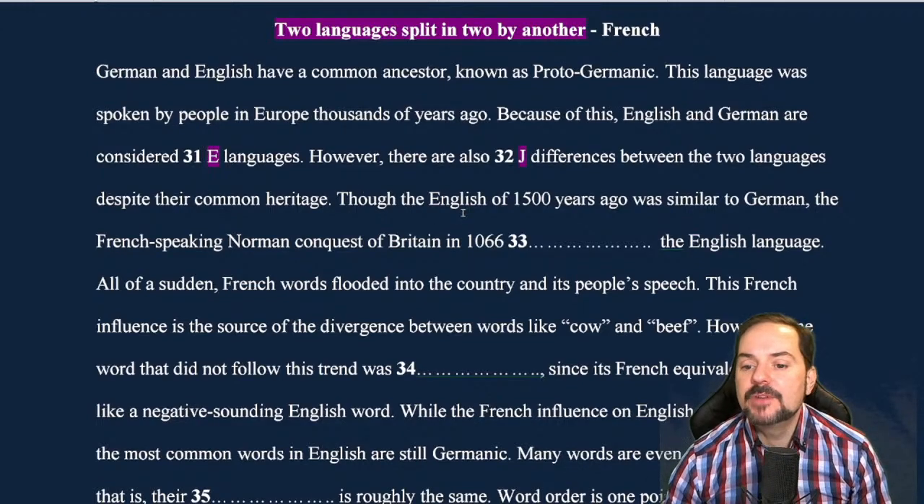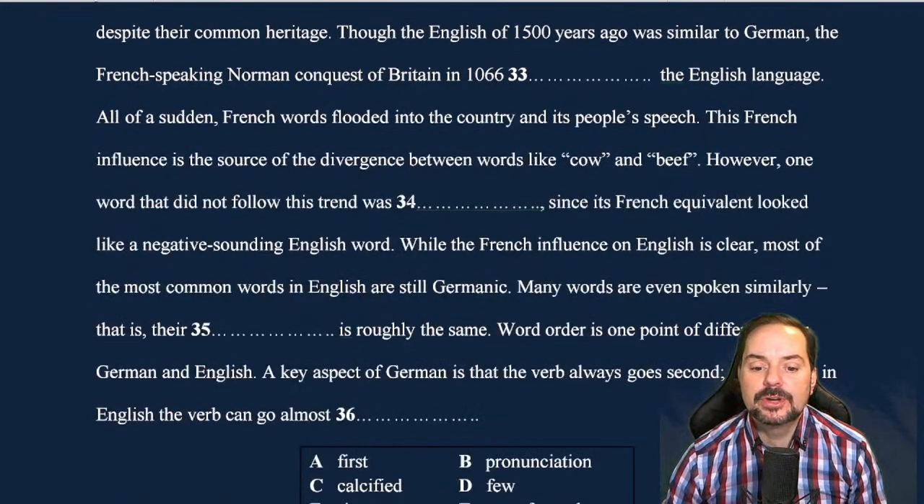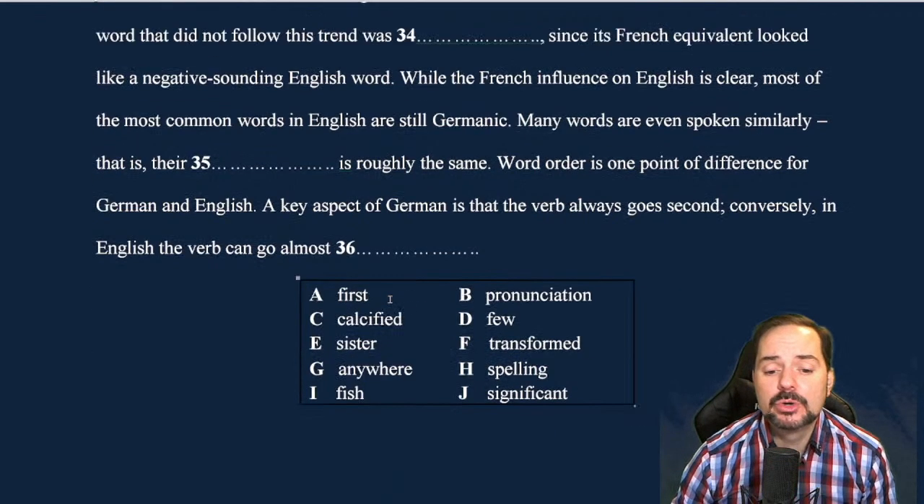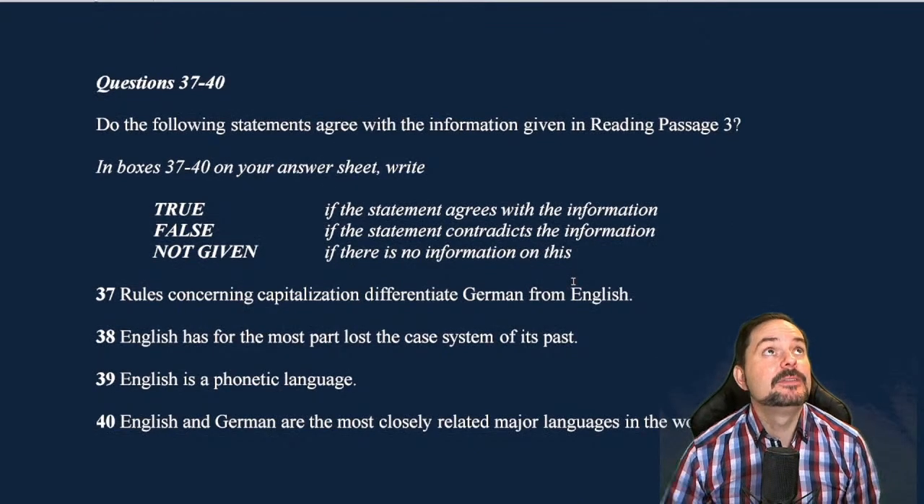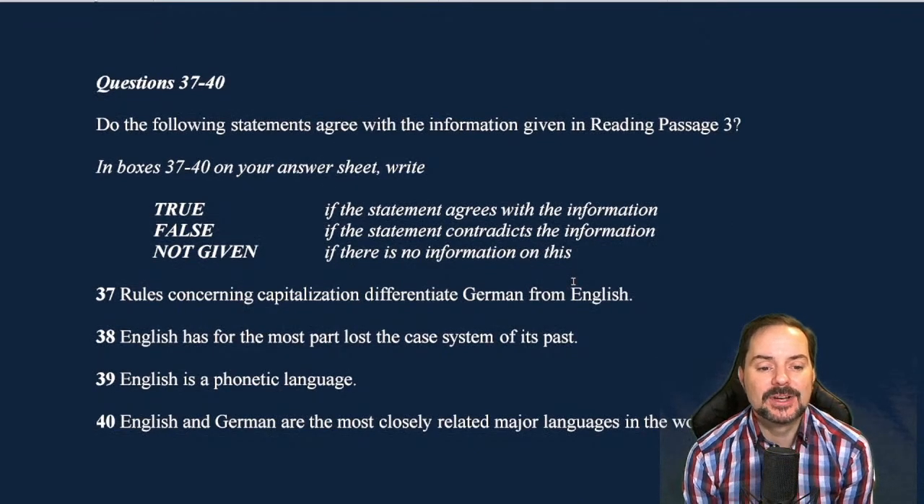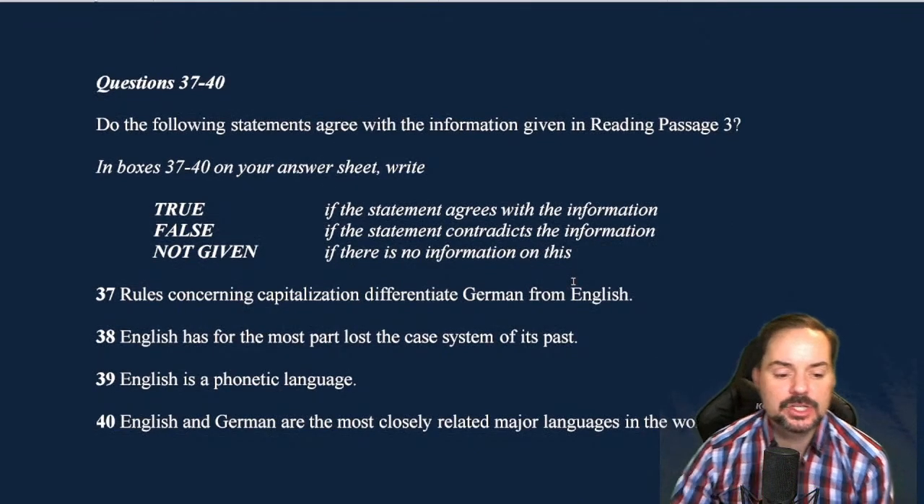Okay, so we've got a few more here. We've got question 33, 34, 35, and 36. I'll let you have those ones for homework, and I'll jump to the true, false, not given. Okay, we'll take a look at true, false, not given for just one question as well.